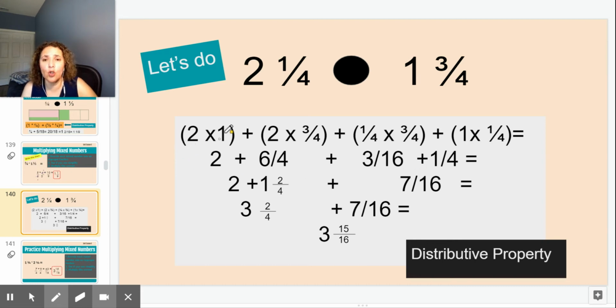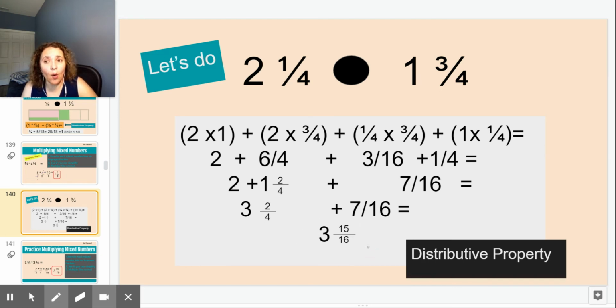Then I got to do 2 times 1 is 2. 2 times 3/4 gives me 6/4. 1/4 times 3/4 gives me 3/16. 1 times 1/4 gives me 1/4. Now I got to add. 2 plus 6/4 gives me 2 plus 1 2/4, plus 3/16 plus 1/4 gives me 7/16. I got to keep adding. I add 2 plus the 1 2/4 gives me 3 2/4. 7/16 stays the same. I add the 3 2/4 and the 7/16, and then I end up with 3 15/16.